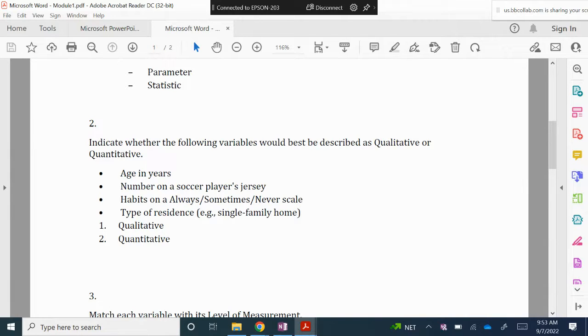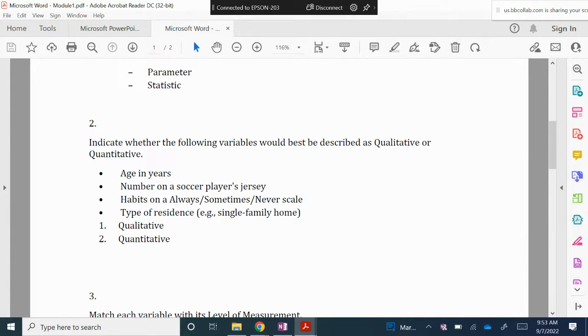Now this one is kind of tricky. I wouldn't say it could be quantitative, but when you think of the number on a soccer player's jersey, you think of a number, right? Like number 23 or 2 or 1. But does that number actually have a meaning, let's say, as far as age in years? It doesn't, right? So the number on a soccer player's jersey is a qualitative measure.